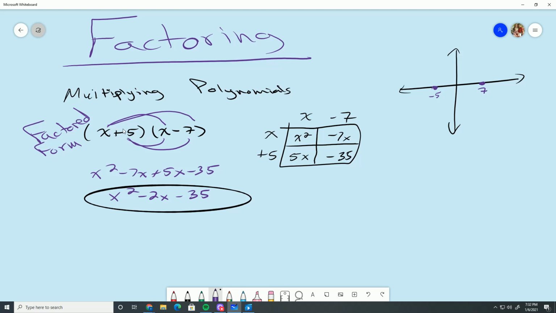Just that fast. It's positive, it opens up, so if I were to graph this parabola, it's going to do something like this. I know that looks horrid. And that's how you do it. And last but not least, that minus 35 is your y-intercept.